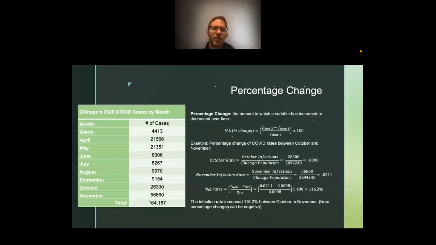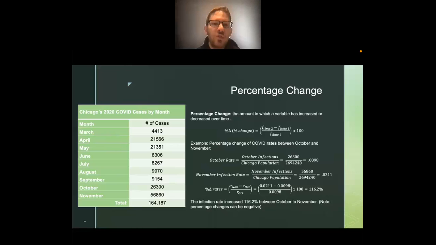Delta is that triangle. So percent delta is percentage change. If you ever see the percentage triangle, that's what it means: calculate the percentage change. Percent change is the amount to which a variable has increased or decreased over time. So this is always when you have a time variable, like we have here with the different months of 2020 and how many cases occurred that month.